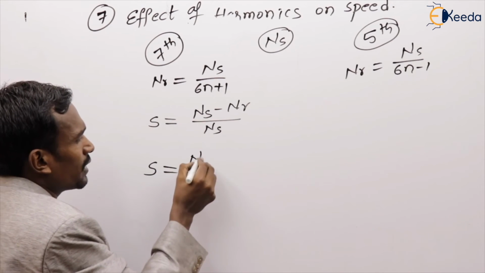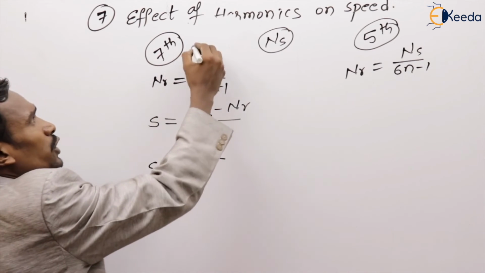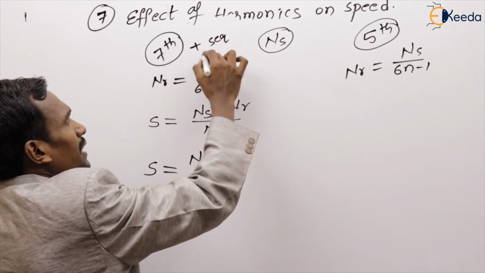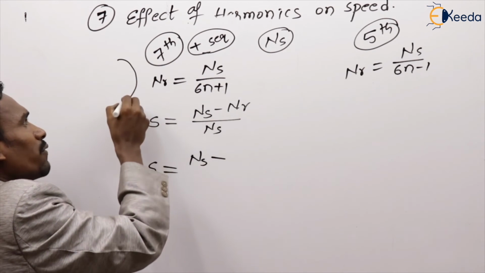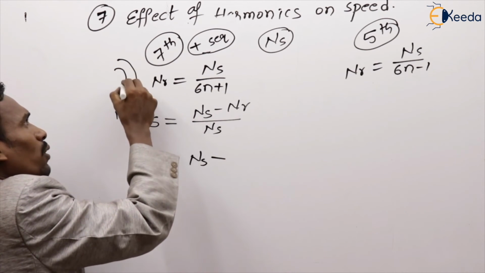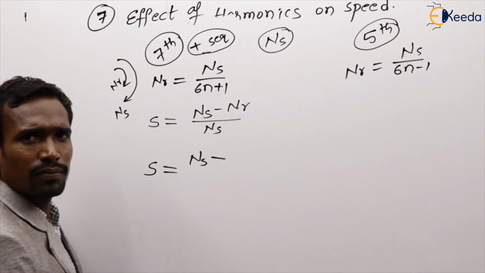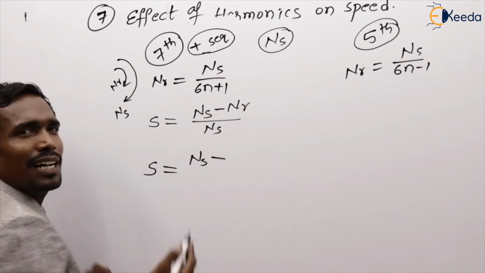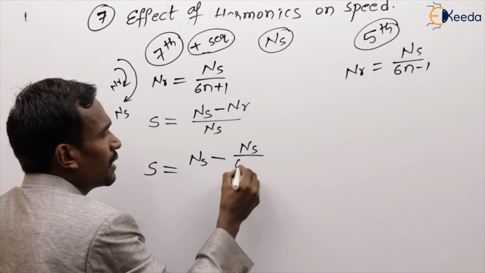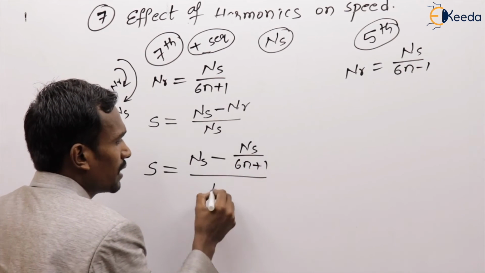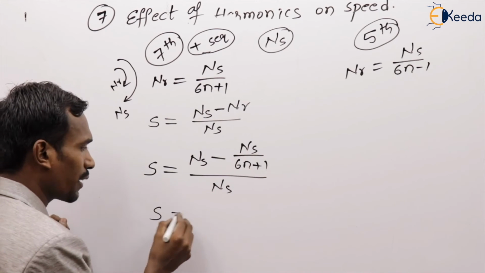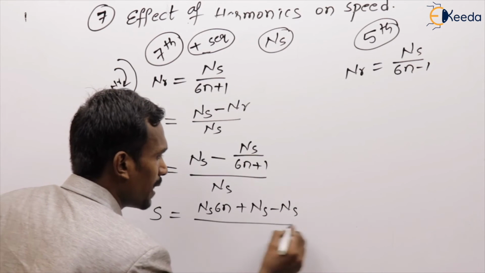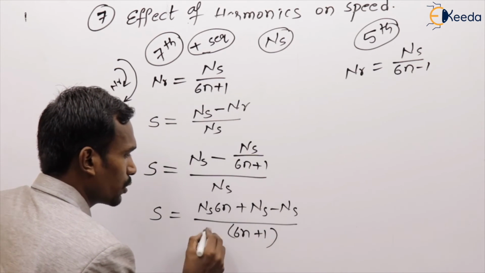S is equal to Ns minus Nr. The 7th group is nothing but positive sequence. If the magnetic field is in this direction, the rotor also rotates in the same direction. Positive sequence is nothing but both are in the same direction, so Ns minus Nr. What is Nr? Ns by 6n plus 1. So S is equal to (Ns into (6n plus 1) minus Ns) by ((6n plus 1) into Ns).